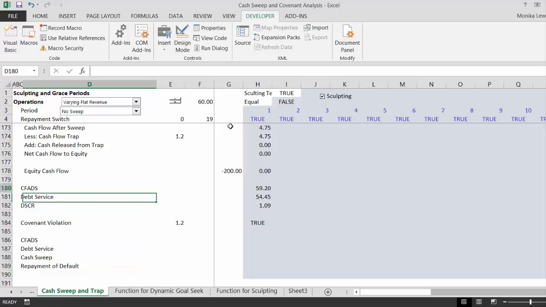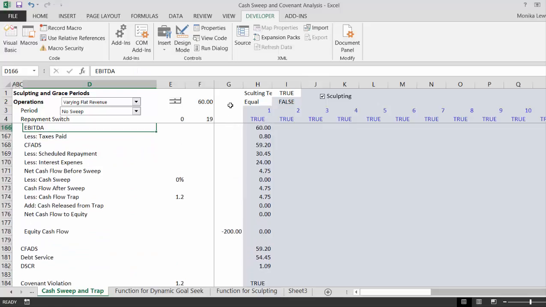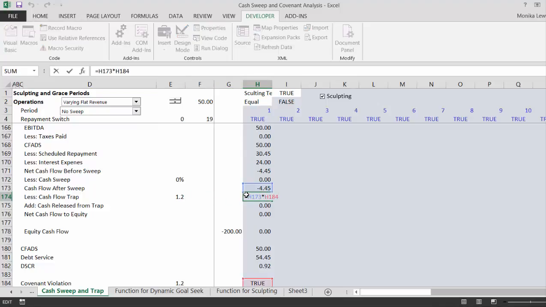Now, it's possible that the cash flow is even less. Now this cash flow trap, we really don't trap a negative cash flow, do we? So we should have put a maximum of this, or 0 here. Okay, and I'm going to put net cash flow after the trap.